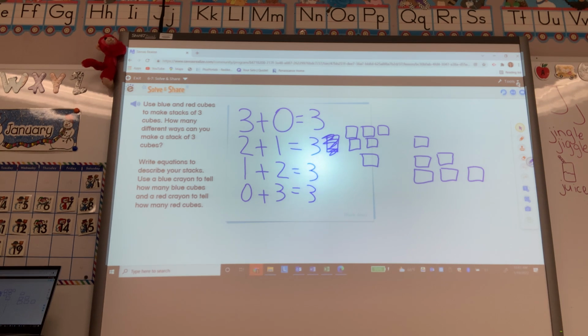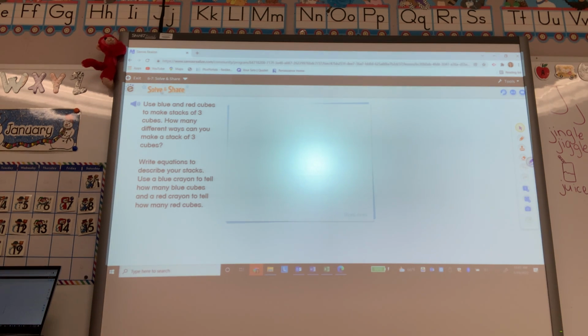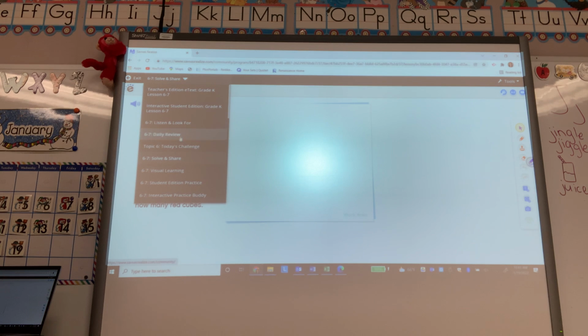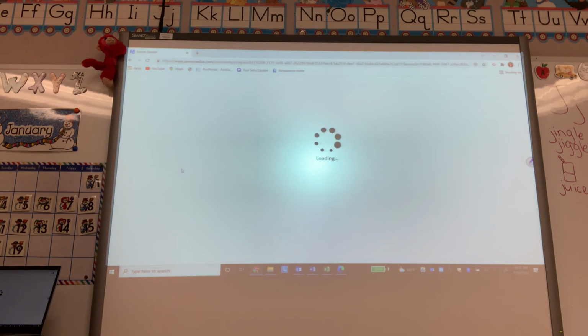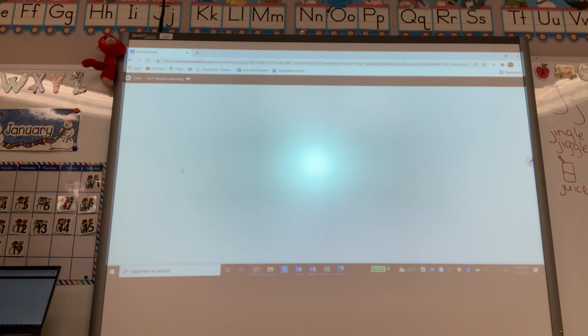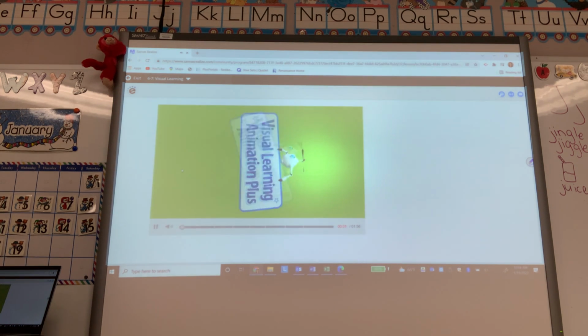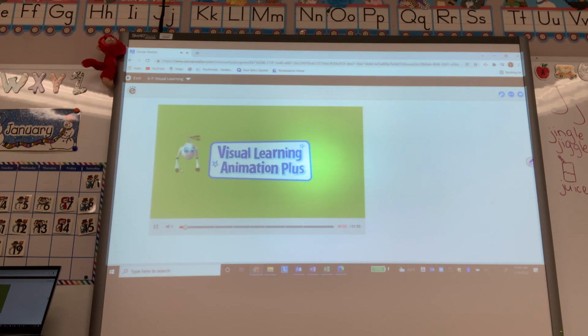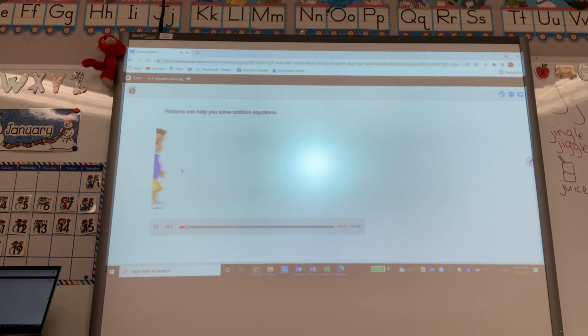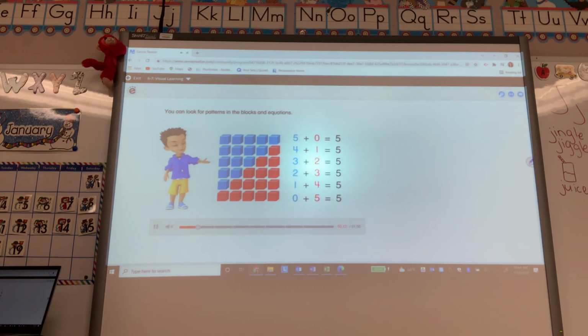Do your 1-page flip. Patterns can help you solve addition equations. You can look for patterns in the blocks and equations. I can use patterns to make 5.